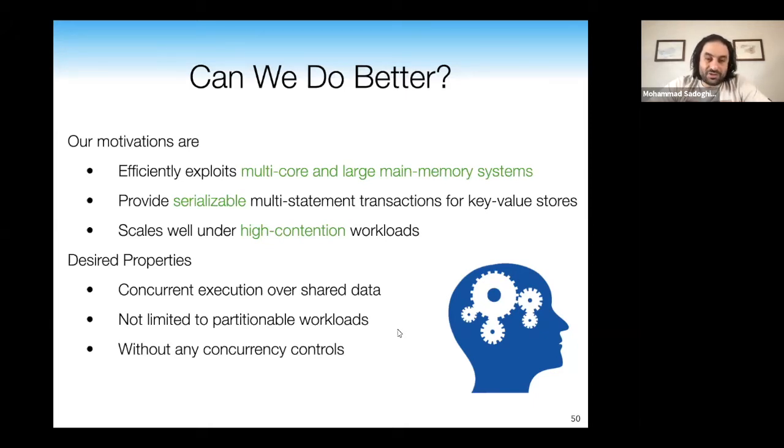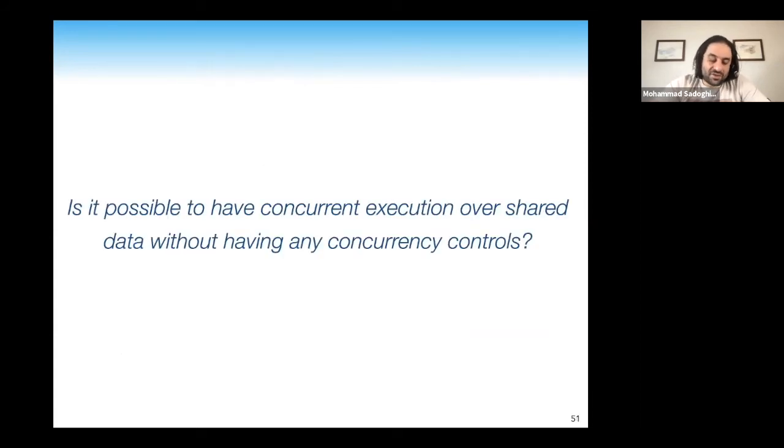And the question remains: can I improve the concurrency control? But ultimately, the best concurrency control is when we have no concurrency control. So this is a thought-provoking question: is it possible to have concurrent execution over shared data without actually having any concurrency control? Not just improving concurrency control, we're thinking, can we just eliminate it?